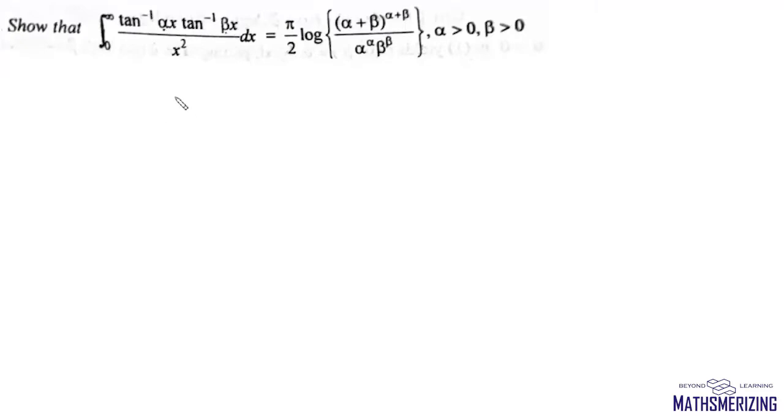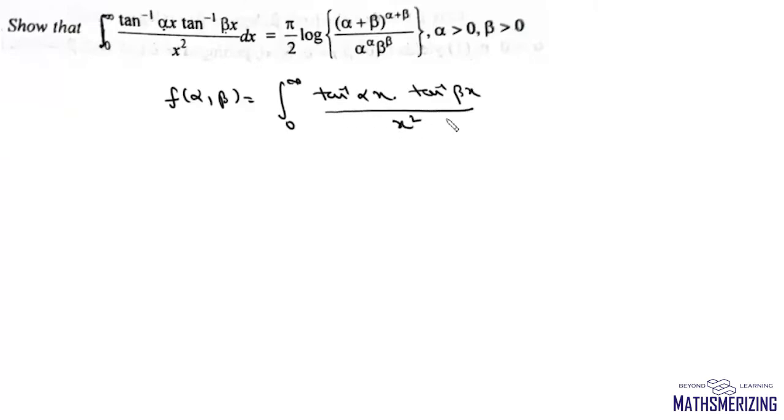So it will be some function of alpha beta. So we'll write f alpha beta as this integral from 0 to infinity of tan inverse alpha x into tan inverse beta x upon x square dx. Now we'll partially differentiate this function with respect to, say, alpha. So we'll write del f upon del alpha, and let it be this integral from 0 to infinity, and here we are partially differentiating it with respect to alpha.